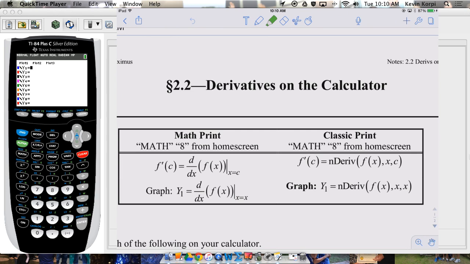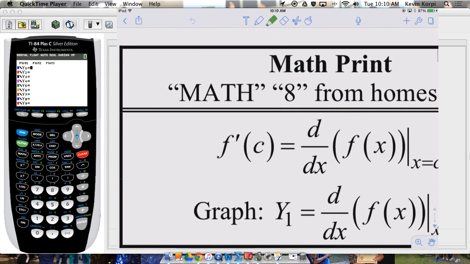All right, so if you have one of my calculators or a pretty new calculator, you have what's called the math print. Math print is nice because the calculator will make expressions appear as they are written on a page or in a math textbook. That's kind of nice. It's very intuitive.